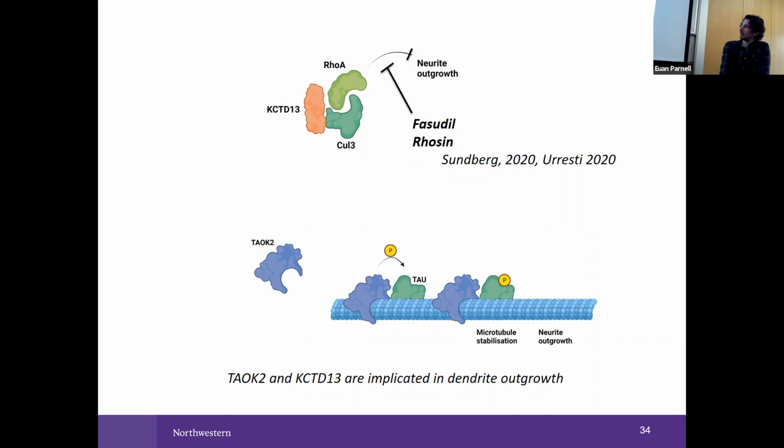TAOK2, type 2 tau kinase, has a strong role in microtubule stabilization, which is a key molecular pathway involved in neuron outgrowth. And so by phosphorylating tau, which you might have heard from Alzheimer's studies, it can actually stabilize these microtubules and promote neuron outgrowth. And again, there are small molecule inhibitors of TAOK2. And so we have a potential route to address our neuron outgrowth phenotypes in our iPSC model.